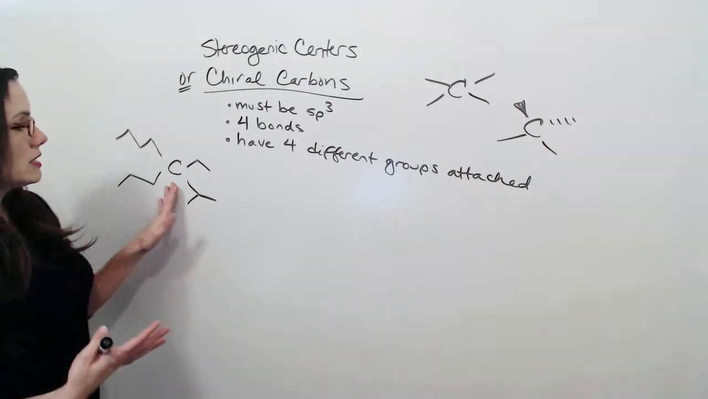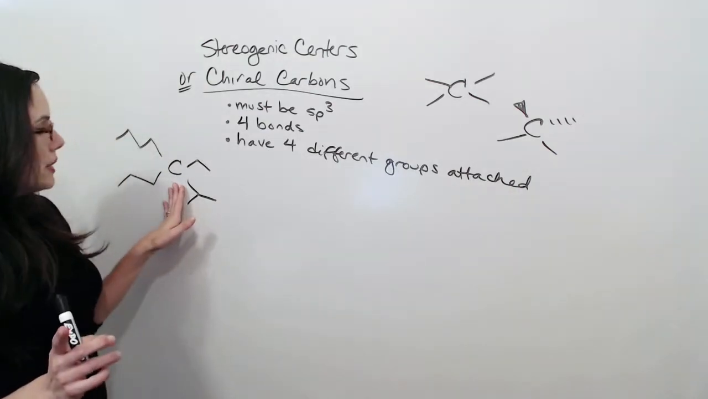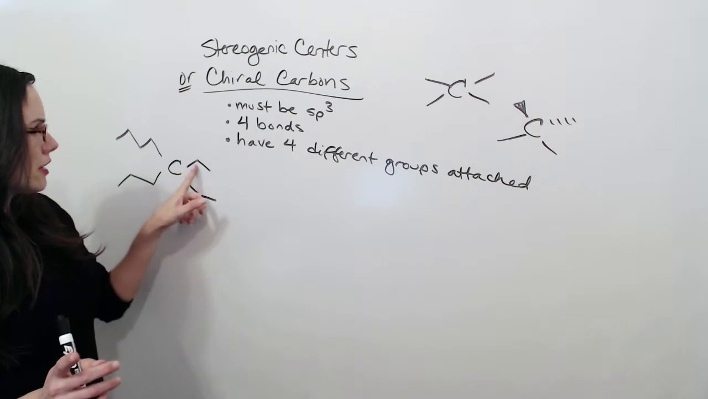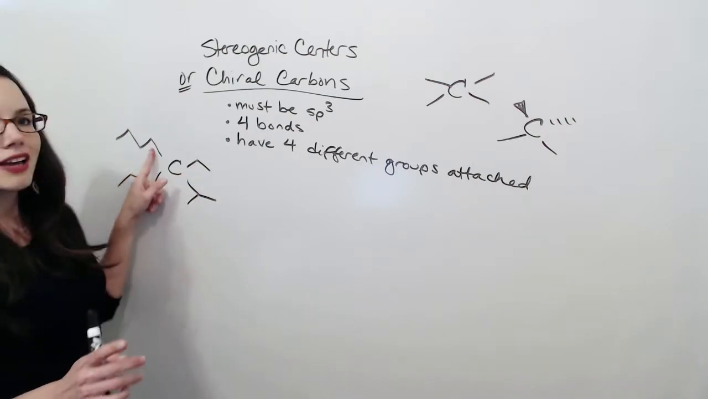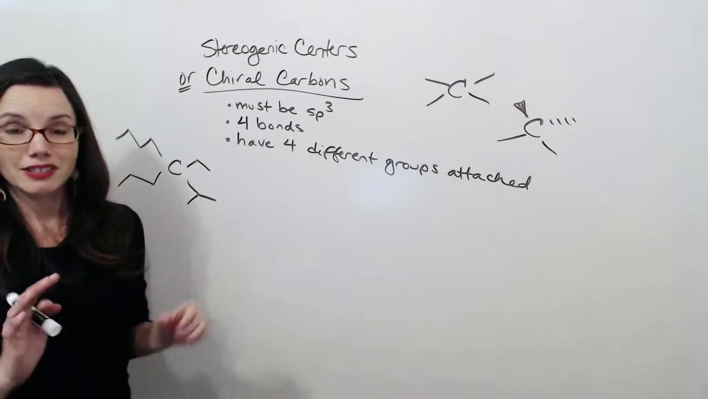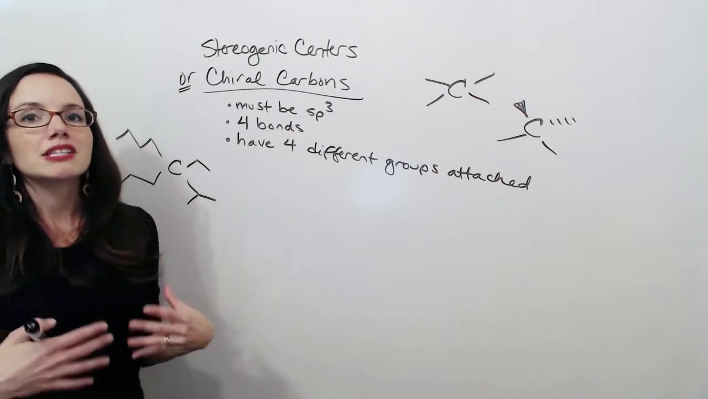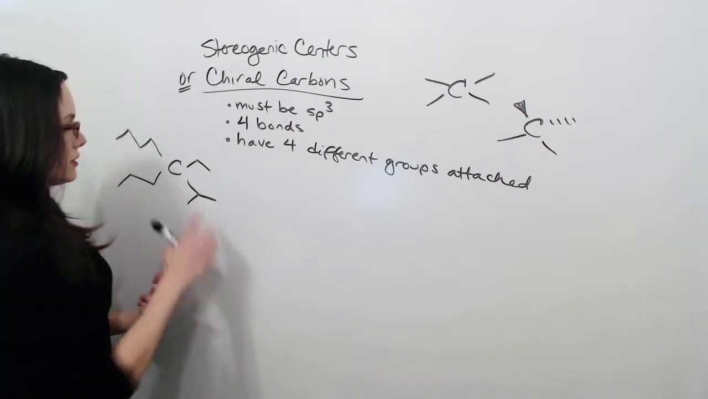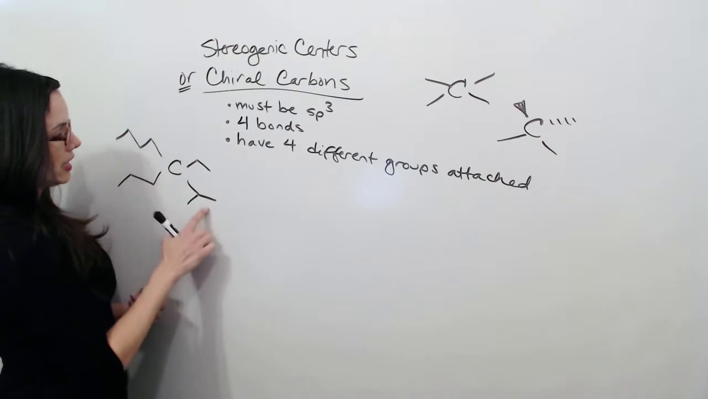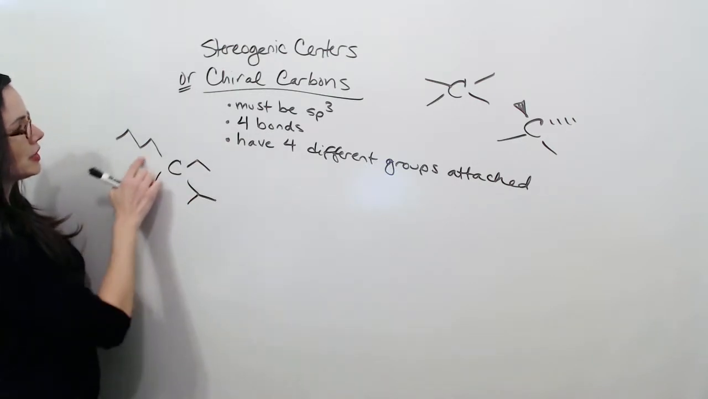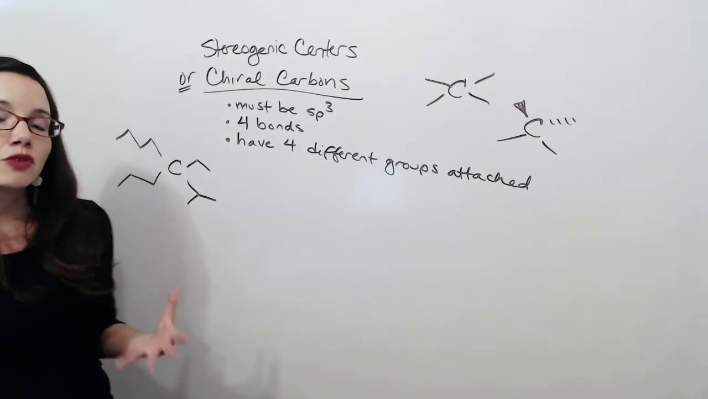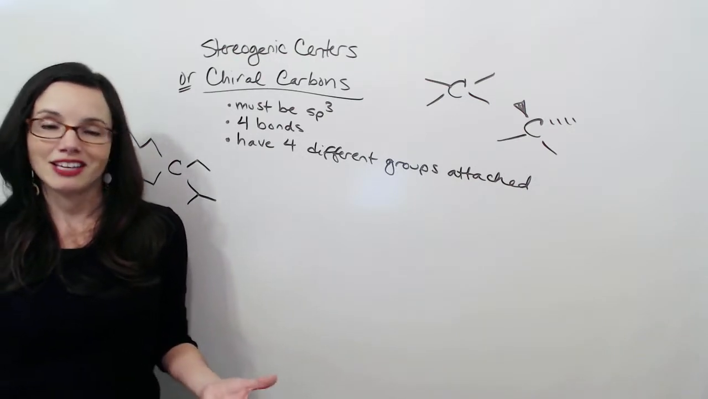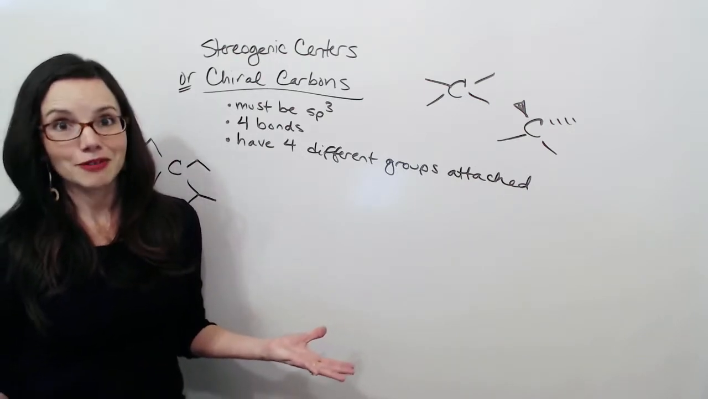Now notice here, this carbon is chiral, but it's bonded to a carbon, a carbon, a carbon, and a carbon. So it can be bonded to 4 same atoms. What's important is the 4 groups that it's bonded to. This is bonded to an ethyl, an isopropyl, a propyl, and a butyl. So as long as the 4 groups that it's bound to are unique, then it's fine and it's chiral.